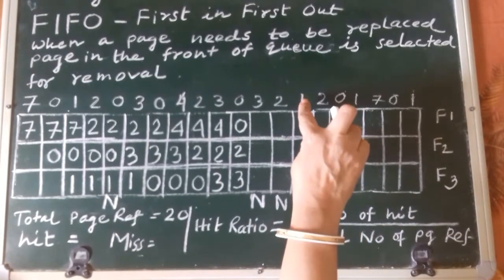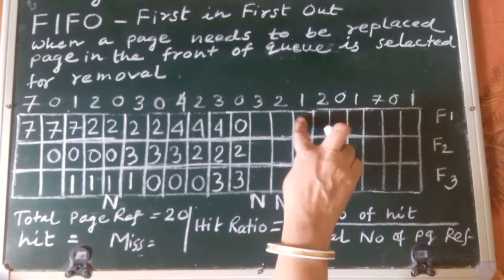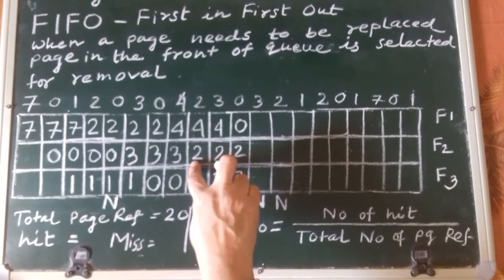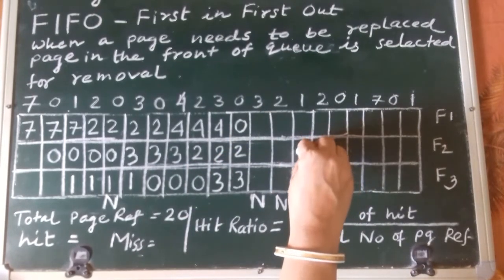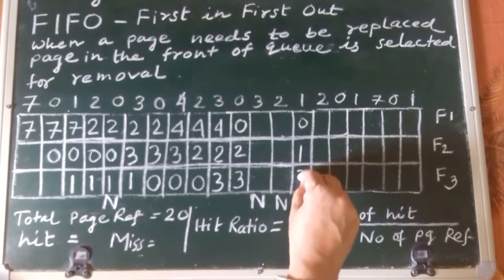Now next reference is for 1. See, 1 is not present, so something has to be replaced. Which one will be replaced? 2 is there, and 2 entered first. So 2 will be replaced by 1, and 0 and 3 will remain the same.